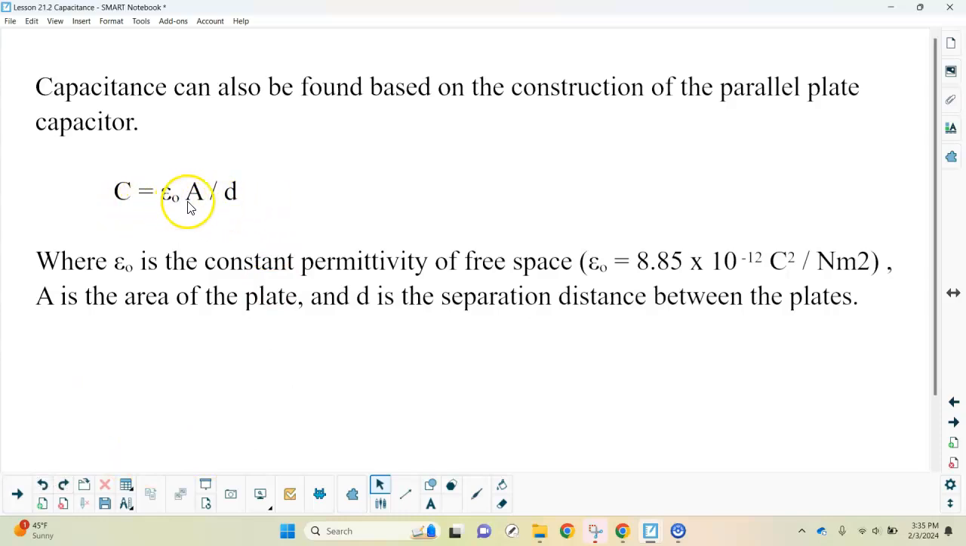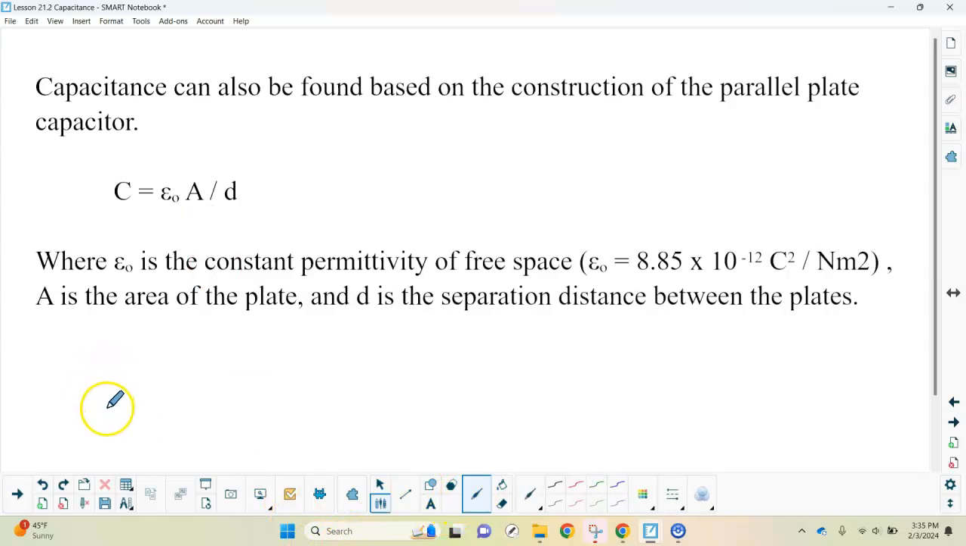So it's epsilon naught, which is the permittivity of free space. It's just a constant value number. That's for normal free space in a vacuum. We don't live in a vacuum, but air essentially behaves the same as a vacuum, so we just use that number. A is the area of those plates, so it's how big the plates are.